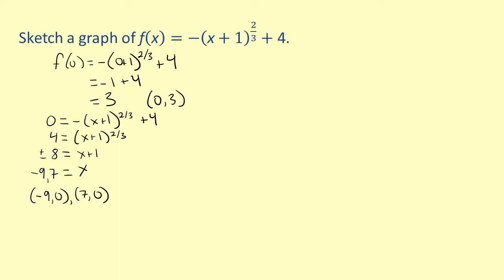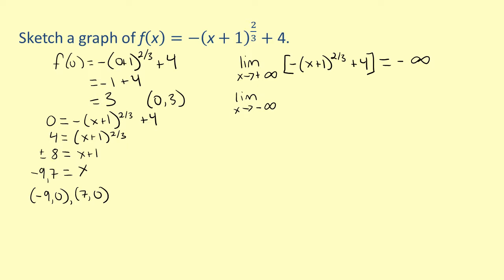Now we'll look at the end behavior of the graph. To do this, we'll find the limit of f as x approaches positive and negative infinity. Let's first look at the limit as x approaches positive infinity. Notice that as x gets large, the function approaches negative infinity. Now let's find the limit as x approaches negative infinity. Again, the function approaches negative infinity as x approaches negative infinity.